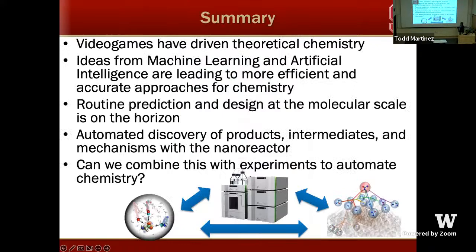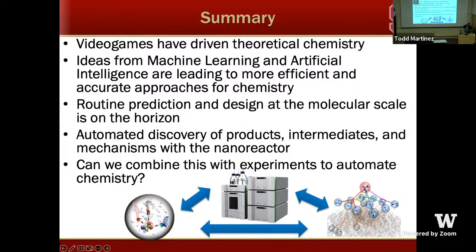So let me just finalize this. I think there are several things I was trying to tell you. There are several ideas here. The first is to really realize, video games have driven theoretical chemistry, which is a little unexpected. Ideas from machine learning and artificial intelligence, including these recommendation systems and so forth, are feeding into more efficient and accurate ways to solve these chemical problems.